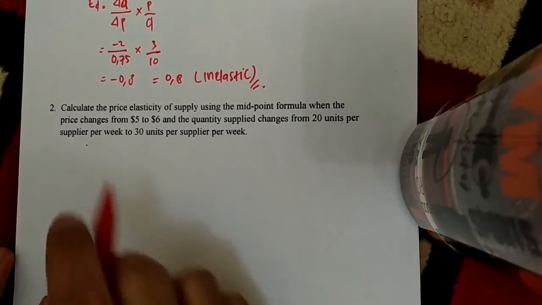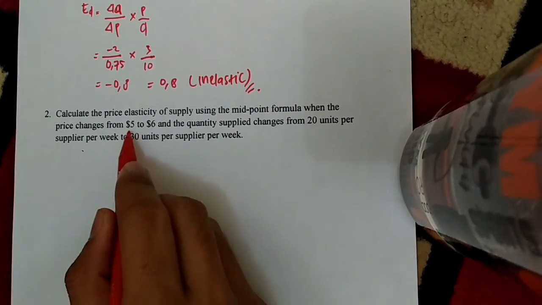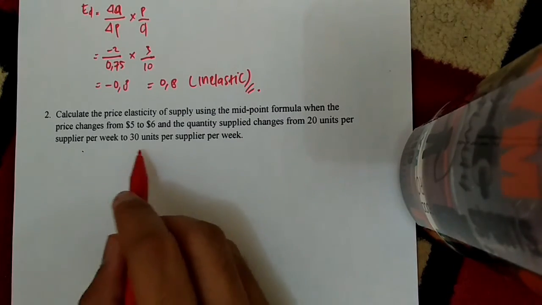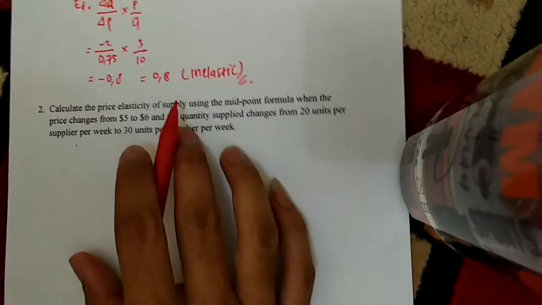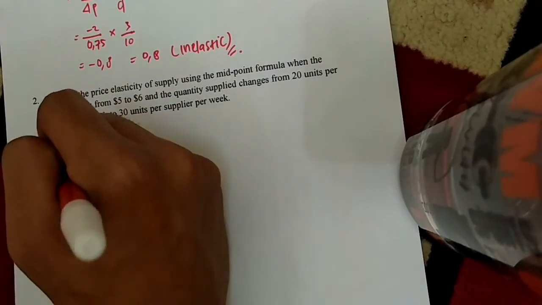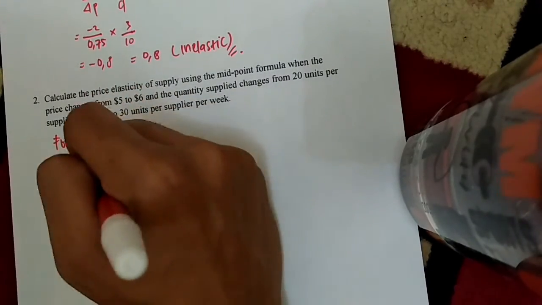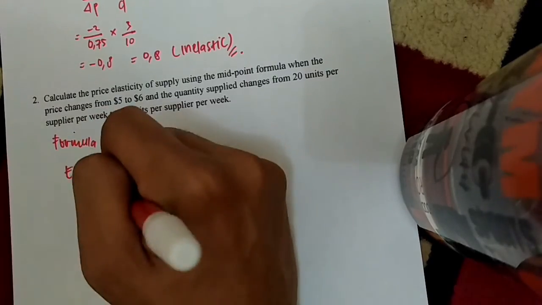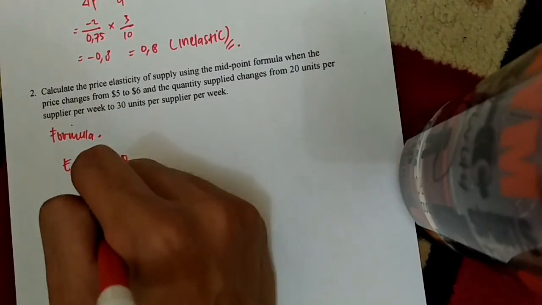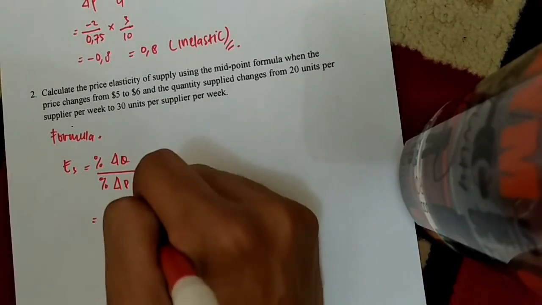So guys, we go to number 2. Calculate the price elasticity of supply using the midpoint formula when the price changes from $5 to $6 and the quantity supplied changes from 20 units per supplier per week to 30 units per supplier per week. So now we go to the formula where the elasticity of supply is equal to percentage change in quantity per percentage change in price, equal to delta Q per delta P multiplied by P per Q.